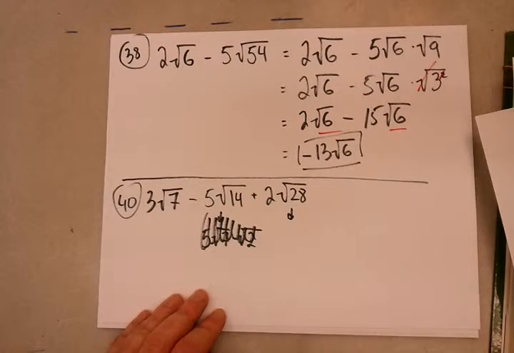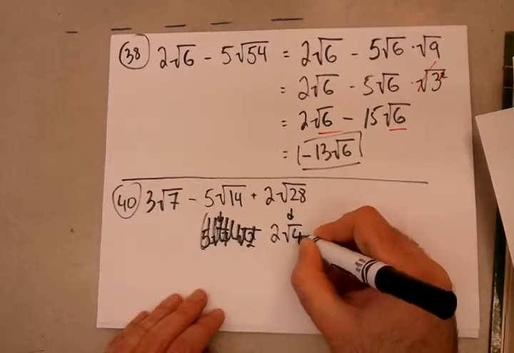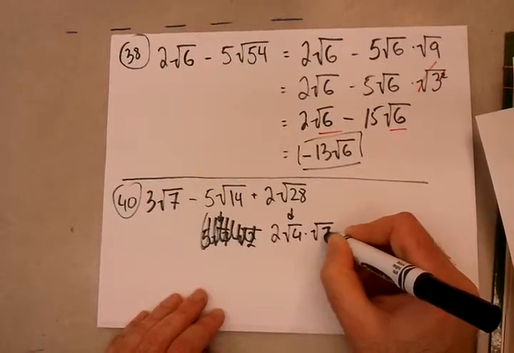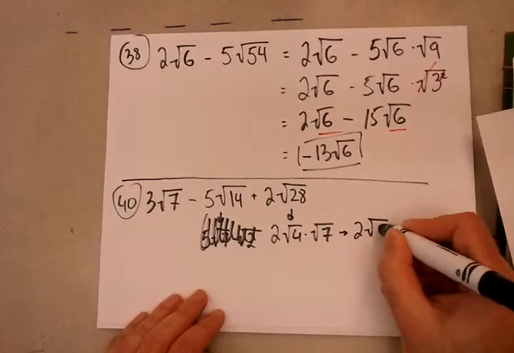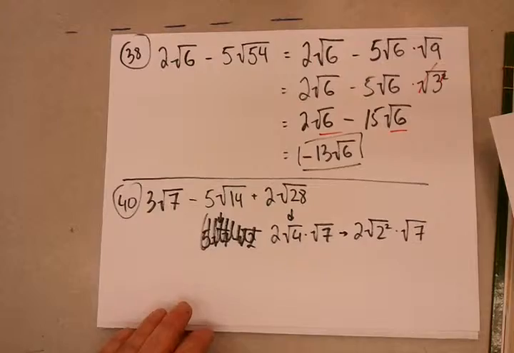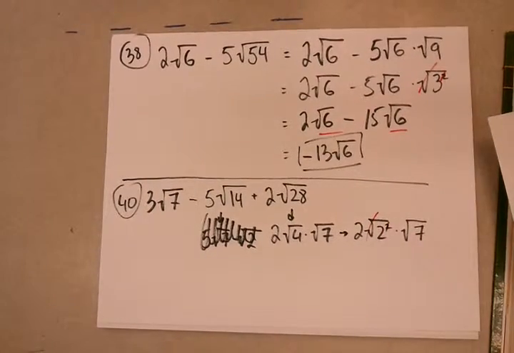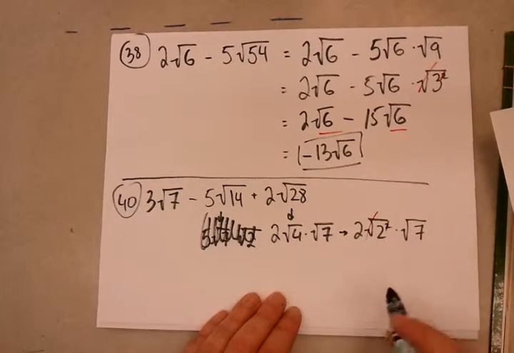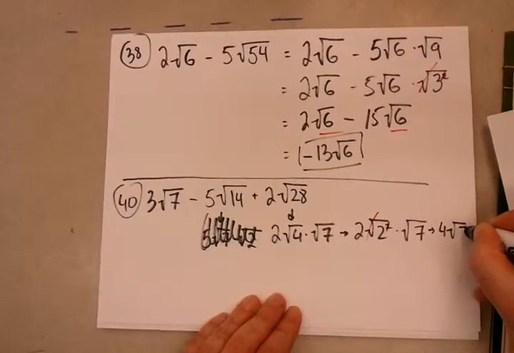The last term is 2 root 28. 28 can be broken down to 4 times 7. And 4 is a perfect square. So you can break it down into this, which then gives us this. And then, as I said before, you can cancel out powers of 2 and their square root, and you end up with 2 times 2 root 7, which gives us 4 root 7.